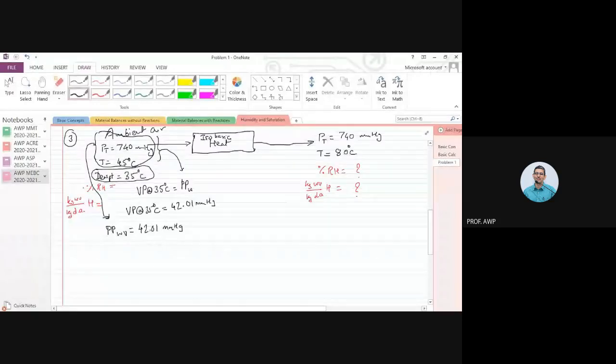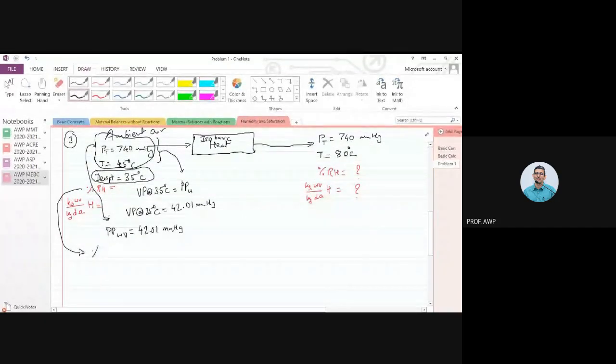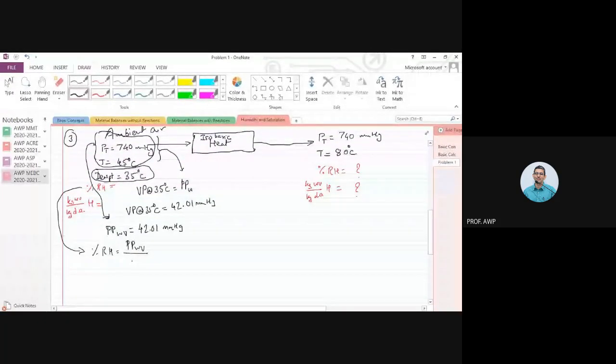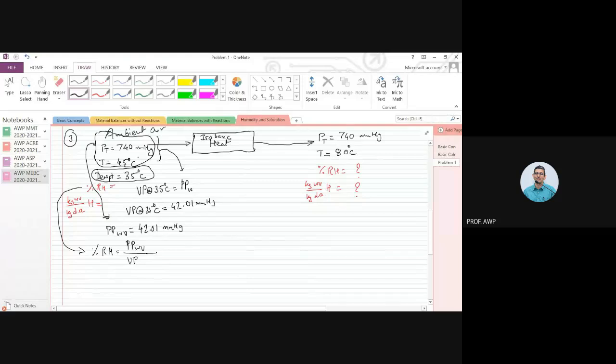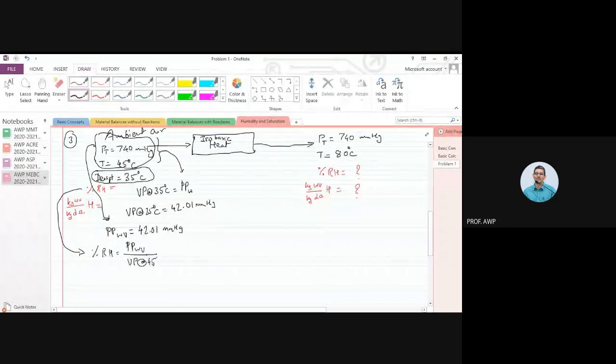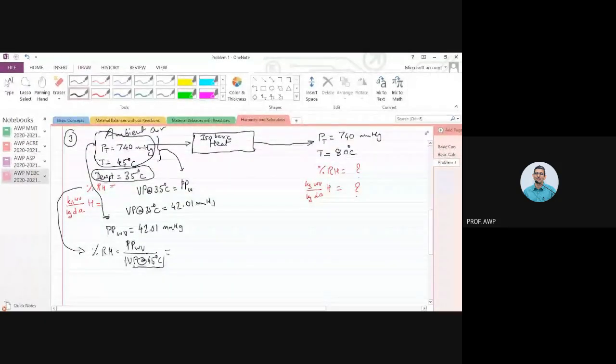Right. So now what is percent relative humidity? Percent relative humidity is the partial pressure of water vapor in the air divided by the vapor pressure. This vapor pressure is at what temperature? This vapor pressure is describing the air. It is describing how much water this air can hold if it was completely saturated. So we need to find this vapor pressure at 45 degrees centigrade, because at 45 degrees centigrade, the maximum amount of water vapor that can be accommodated in that air corresponds to the vapor pressure at 45 degrees centigrade.